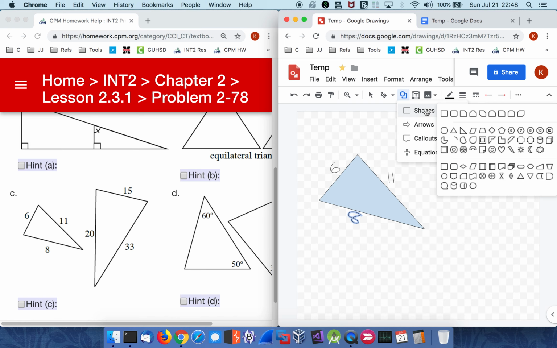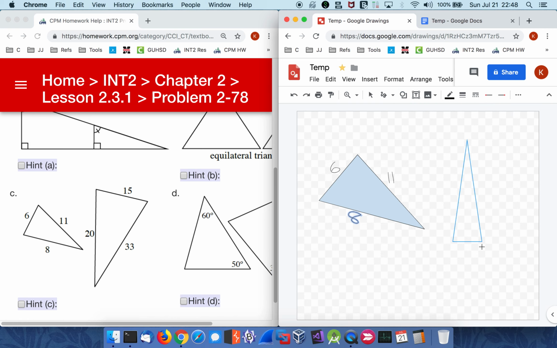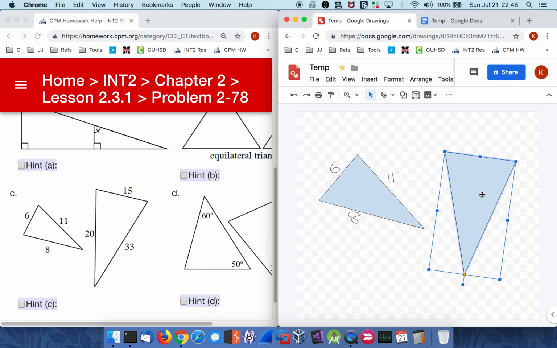And then we've got this other funky looking triangle. It's kind of like that, but it's more like that. All right, so we've got that triangle. Okay, and then we've got 15 over here. Okay, and then we got 20 over here. Okay, and then we've got 33 over here.